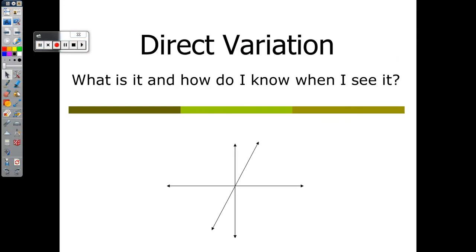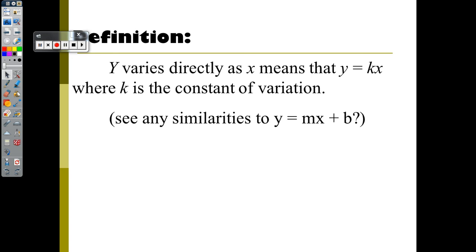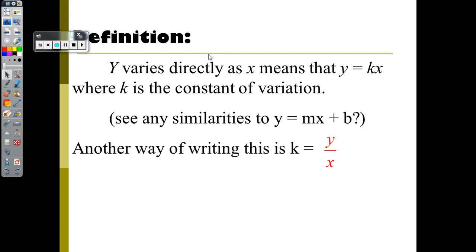Direct variation. When we say y varies directly as x, it means that y equals k times x, where k is a constant. Kind of looks like the equation of a line, right? y equals mx plus b. We can also write it, think about this equation.